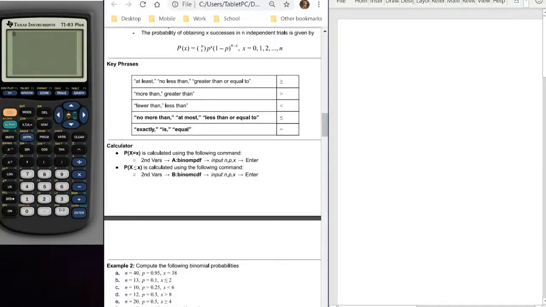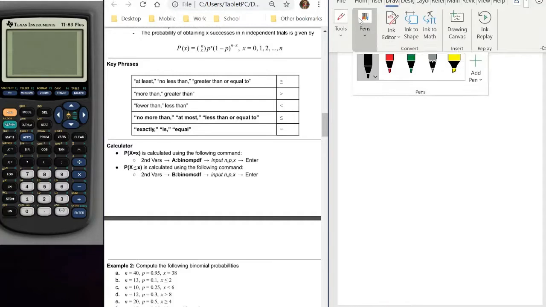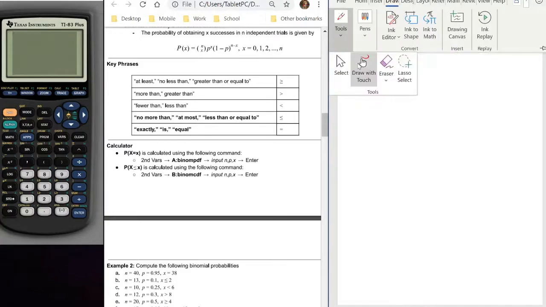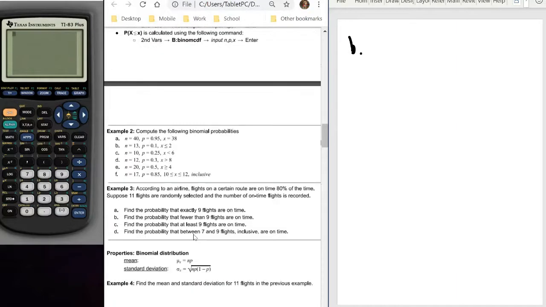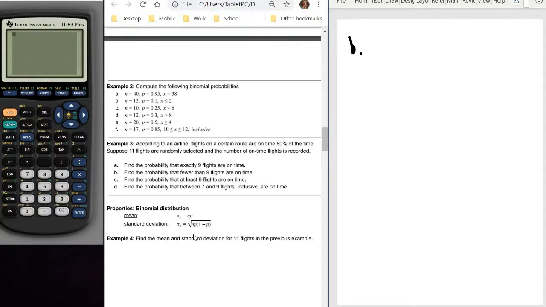All right, so part B. We have the number of trials. Notice that doesn't change. We still have 11 flights randomly selected. The probability of success didn't change either. That's still 80% of flights are on time. But now we have fewer than 9 flights.